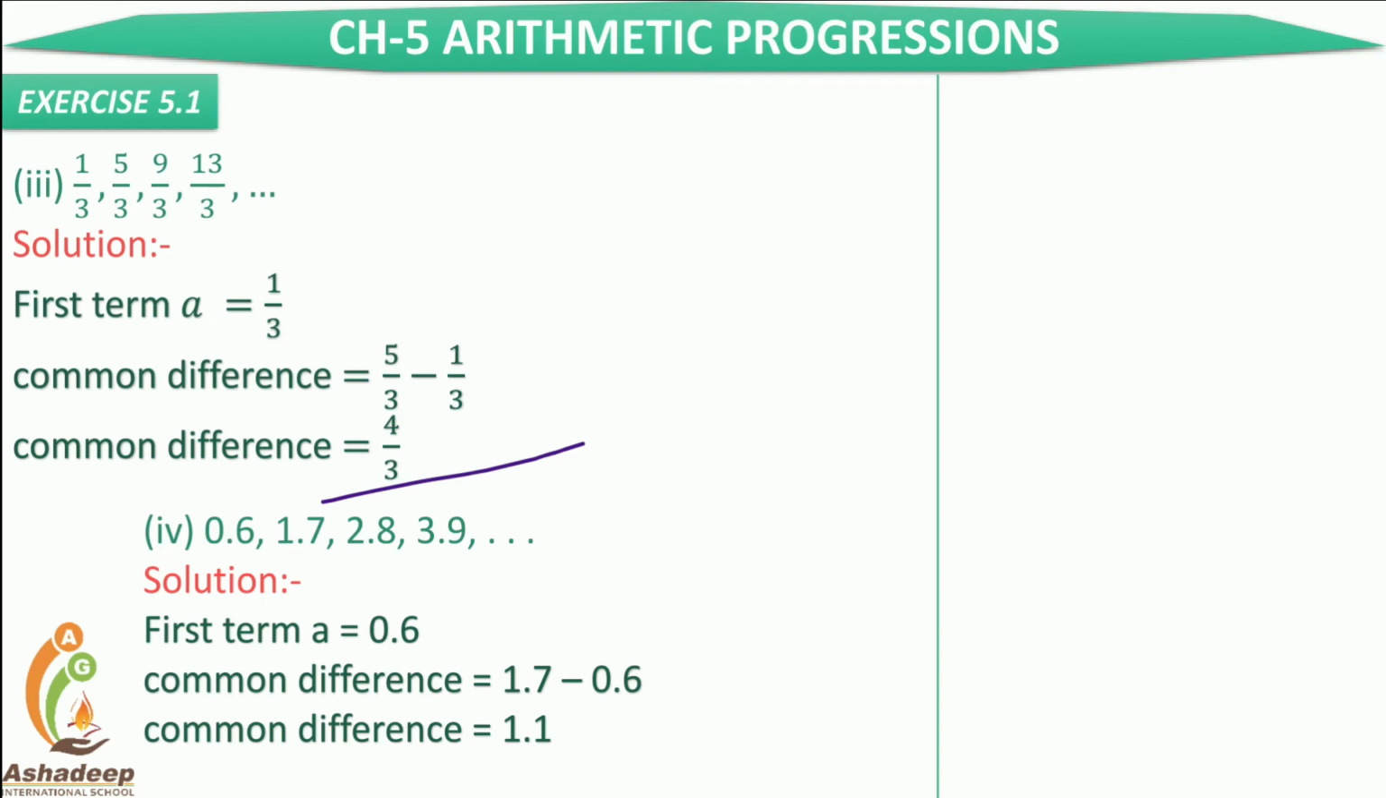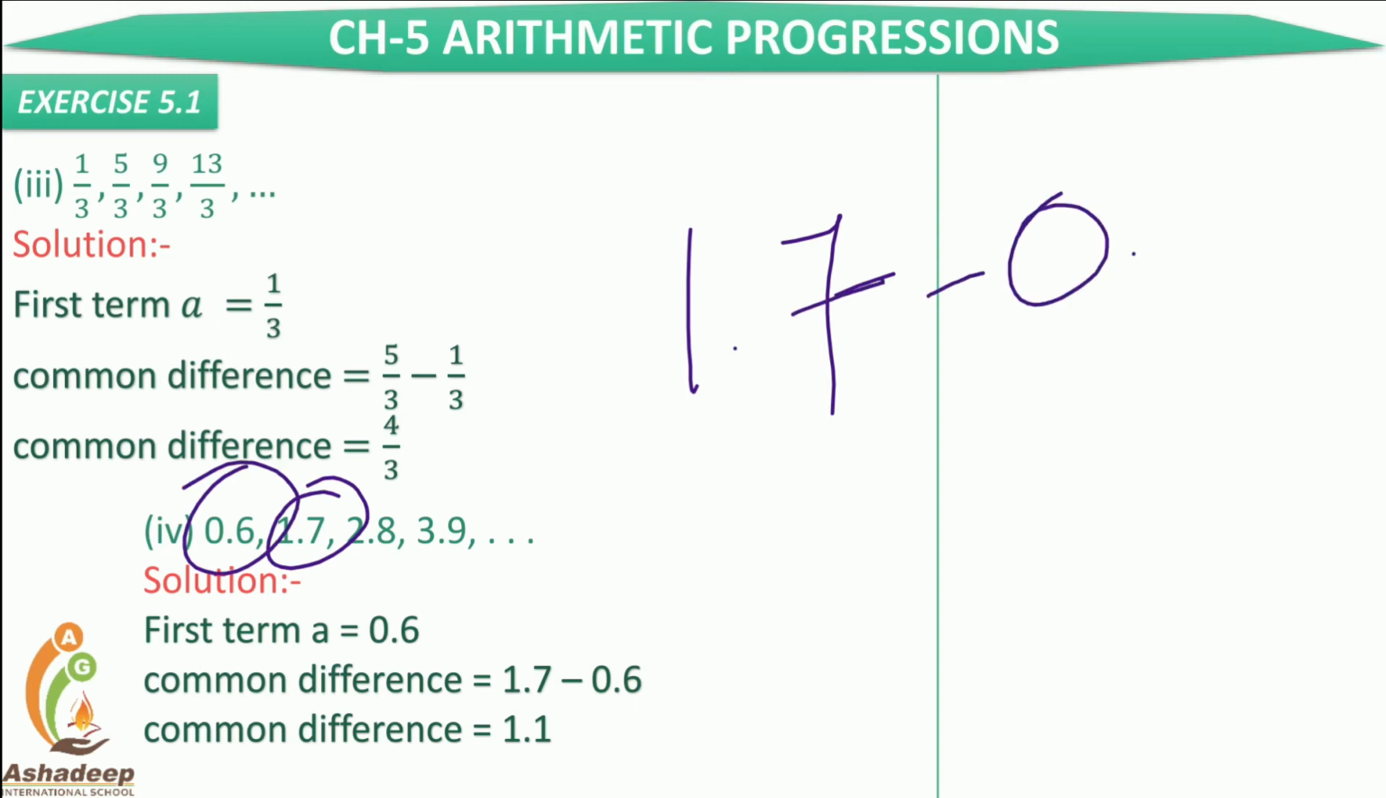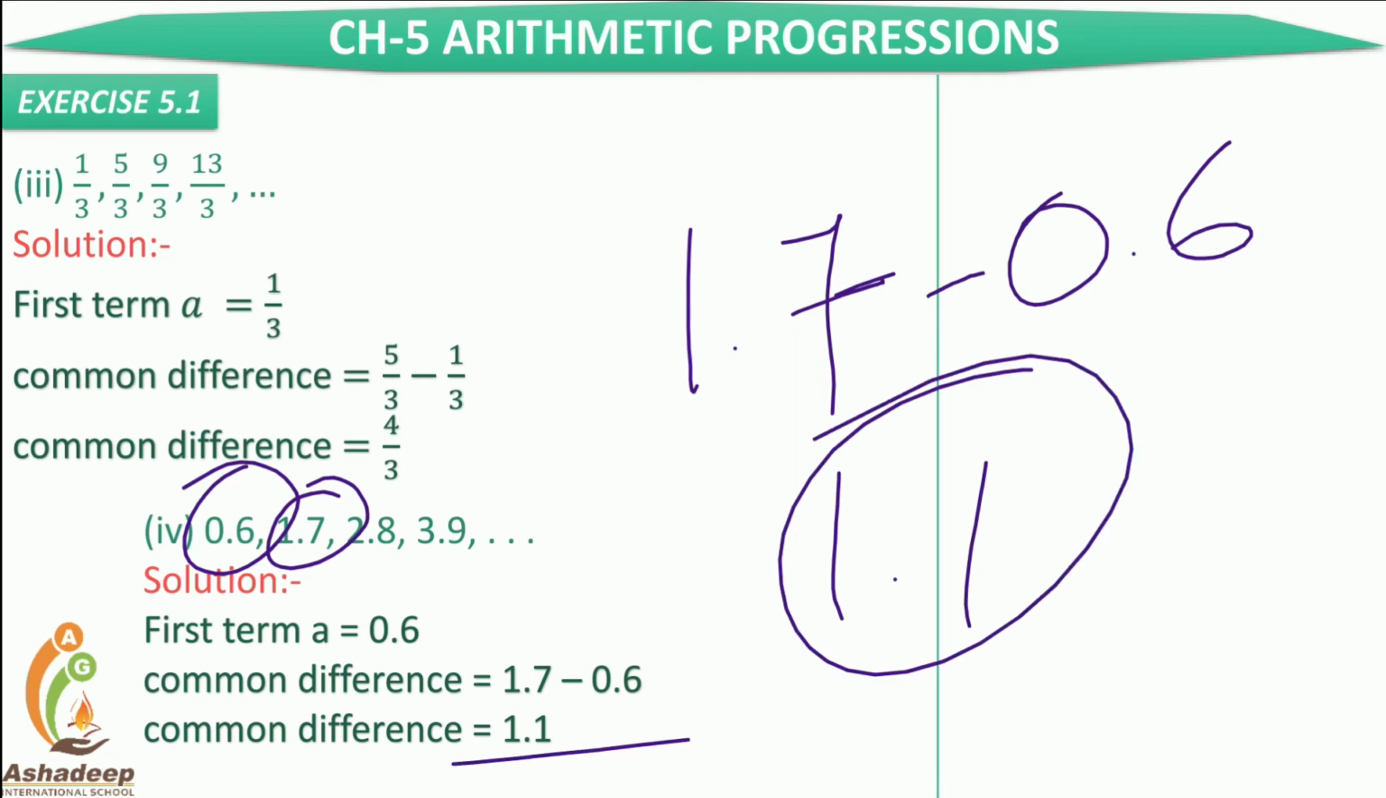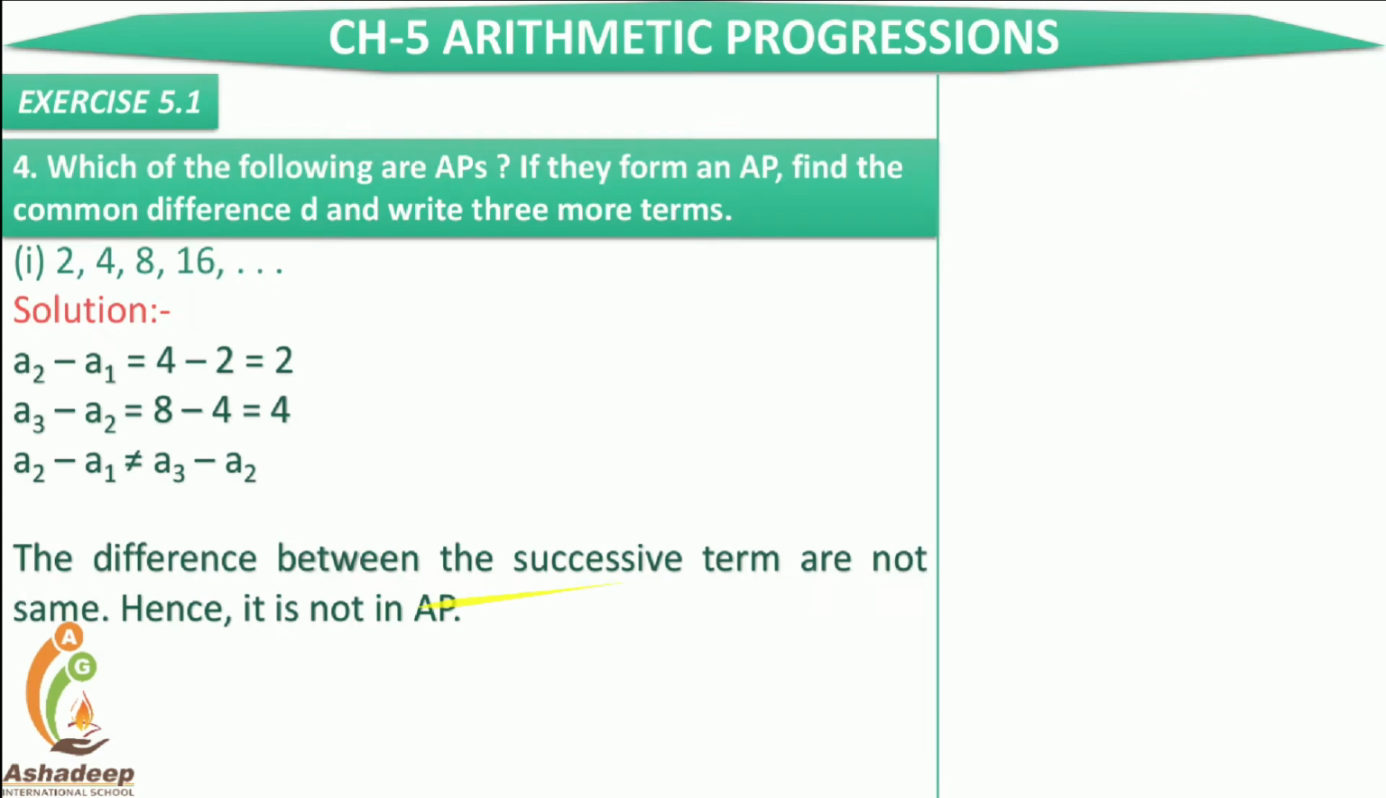Right? Okay. Now 0.6, 1.7. So 0.6 is our A, the first term. Now what about the difference? It is 1.7 minus 0.6, which is nothing but 1.1. See, our common difference is 1.1. Right? Now let's move ahead.